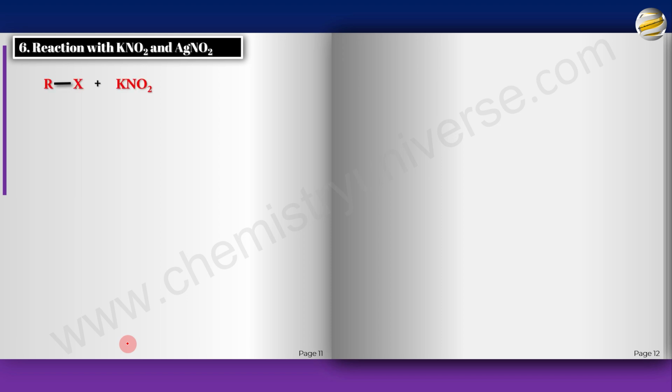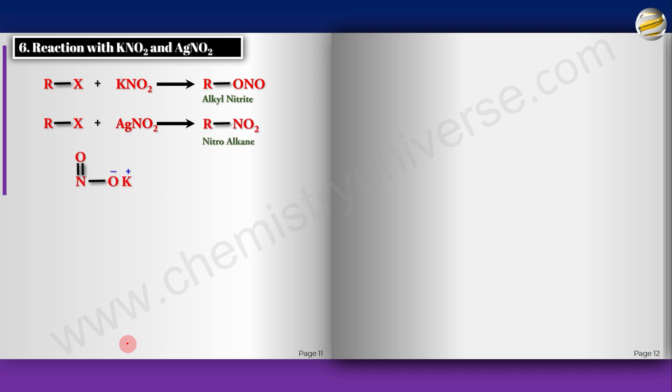And the same thing is observed with KNO2 and AgNO2. You have RX with KNO2 and you will get RONO, and this is alkyl nitrite, and with AgNO2, you get RNO2, which is nitroalkane. The logic is same. This is ionic. Remember, minus is on O. So O has higher charge density, it will attack with potassium. Therefore, you get ONO. Whereas in the case of Ag, it partially breaks. So N has the lone pair. So N attacks and you get NO2.